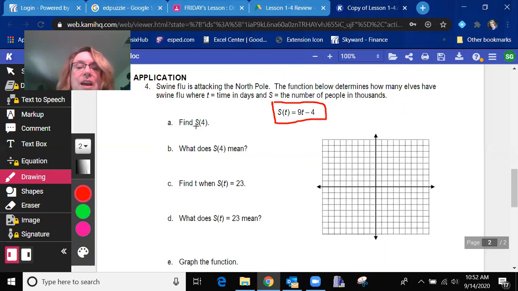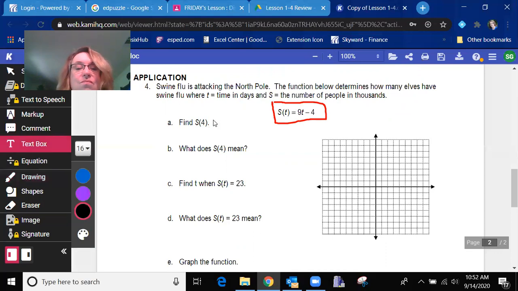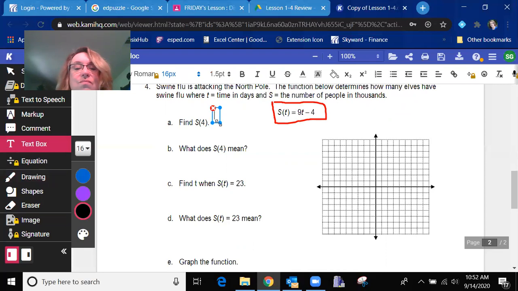So how would I find S of T? S of T? Or S of 4.